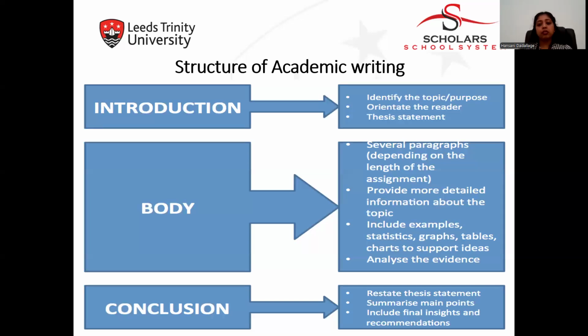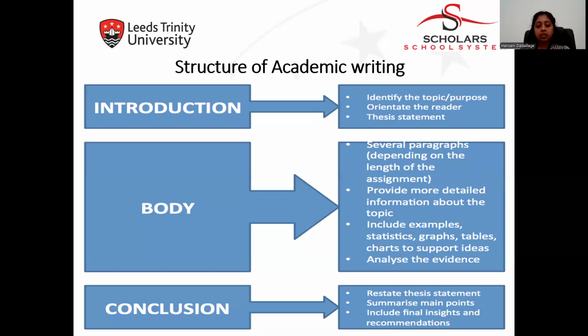Now let's see the structure of academic writing. When you are structuring your academic writing or academic essay, you have to structure it according to the given slide, which is introduction, body section, and conclusion. You can start your academic writing with an introduction, which identifies the topic or purpose of your writing, orientates the reader, and states your thesis statement or your main argument within this introduction.